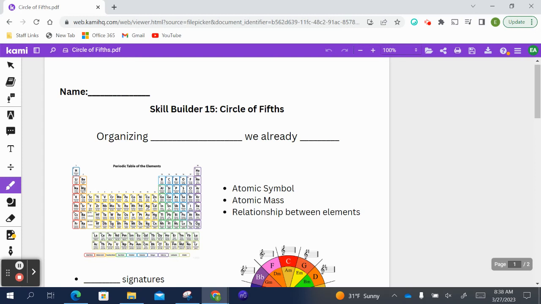Hello, high schoolers. This is Skill Builder 15, and today we're going to be looking at something called the Circle of Fifths. This is a tool that you probably have seen before, but hopefully by the end of the lesson, you'll have a better understanding of why it's important and how it can be helpful to you as a musician. And this will finish up our short unit where we've been talking about key signatures and major scales.